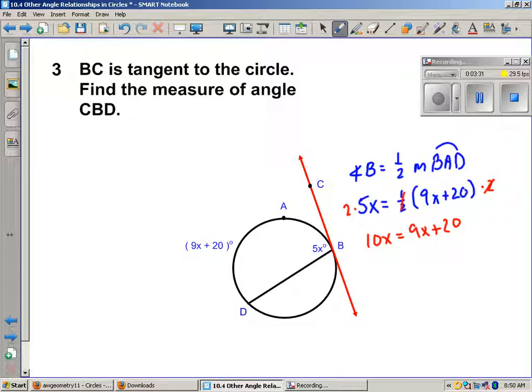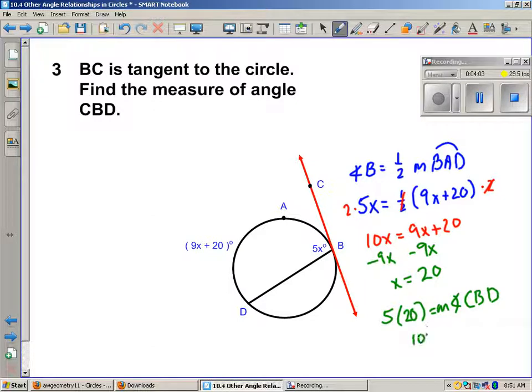Now I just follow my steps of algebra and subtract 9x from both sides, and I'm left with x equals 20. So if x is equal to 20, we have to go back and look at what the question is asking us. It's asking us to find the measure of angle CBD. So I plug in 5 times 20, which equals the measure of angle CBD, which is basically angle B, and so that is 100 degrees.